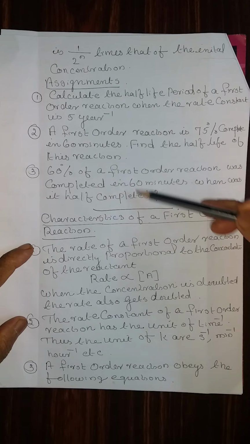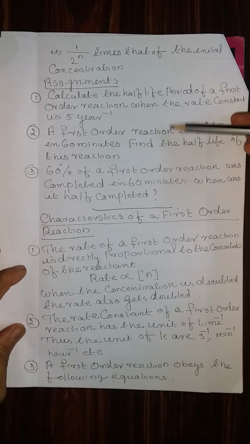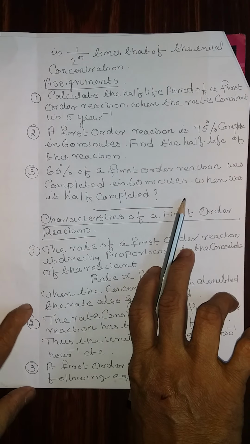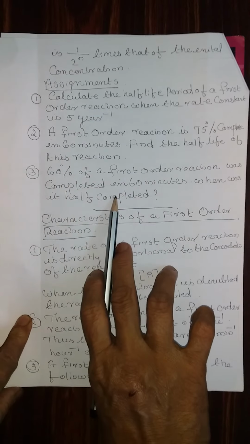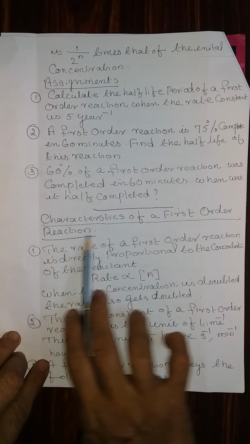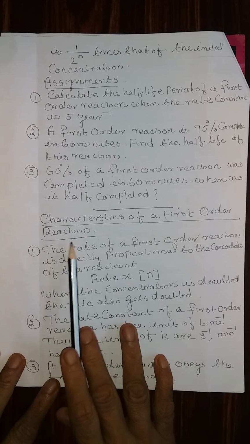Now 3 assignments are given. Try to do these 3 assignments. The answers are there. If you get the correct answer as it is given in the textbook, that means you understood the half-life period and the derivation of the equation. Next is characteristics of the first order reaction.